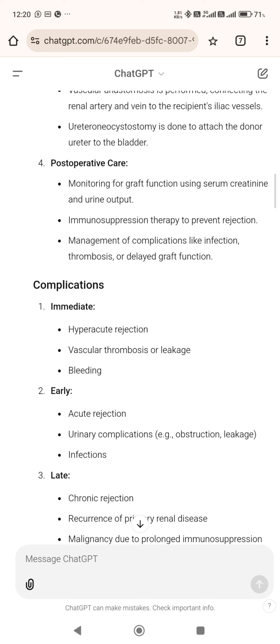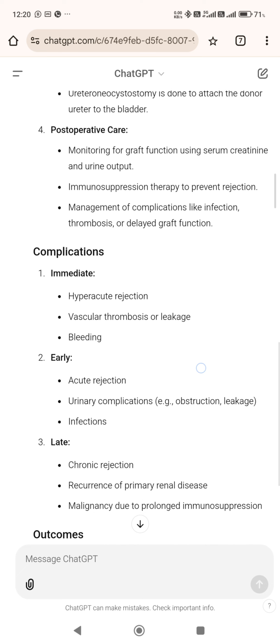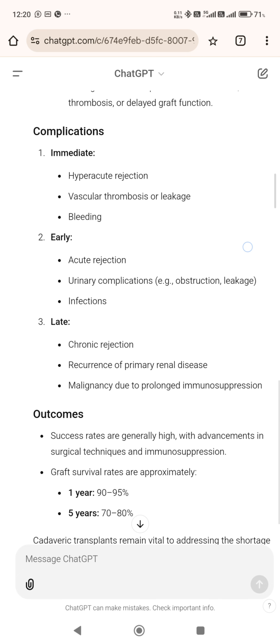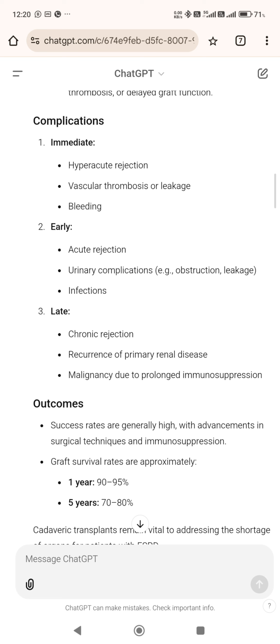Complications. 1. Immediate: hyperacute rejection, vascular thrombosis or leakage, bleeding. 2. Early: acute rejection, urinary complications, e.g., obstruction, leakage, infections. 3. Late: chronic rejection, recurrence of primary renal disease, malignancy due to prolonged immunosuppression.